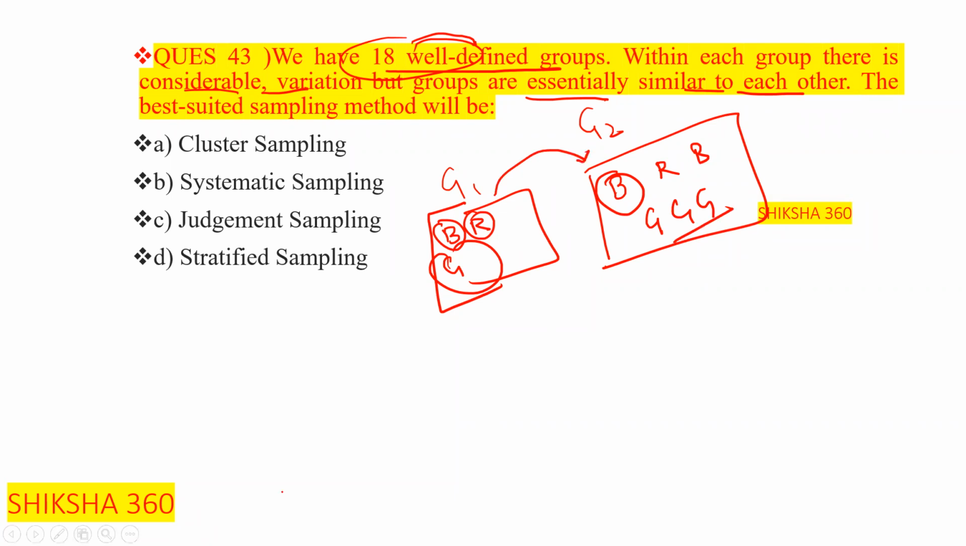But the groups are essentially similar to each other. Because all are similar in what way? Essentially similar to each other. What it means is that in all groups, we have a blue color dressed person, a red color dressed person, and a green color dressed person.